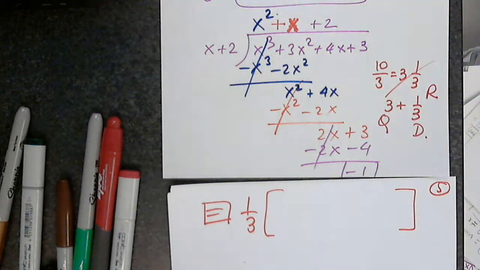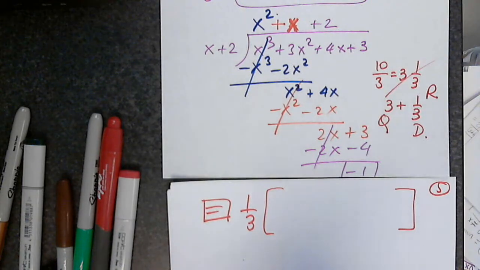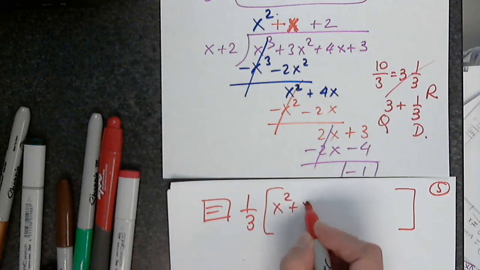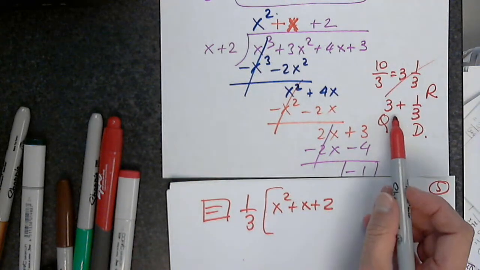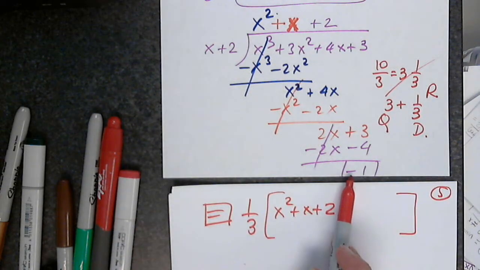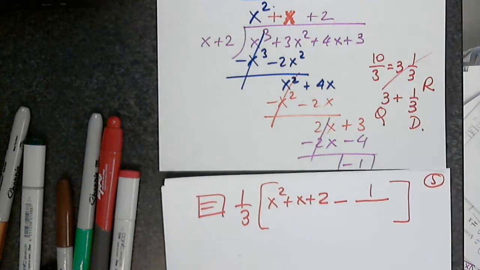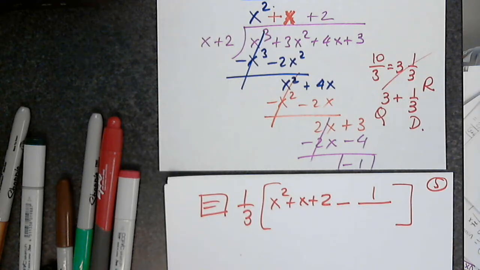How do I write the final answer? What is the quotient? X squared plus x plus 2. Then I have to write plus or minus because the remainder is negative. I will write minus. Negative 1 divided by... correct.